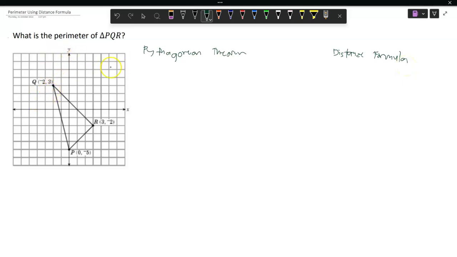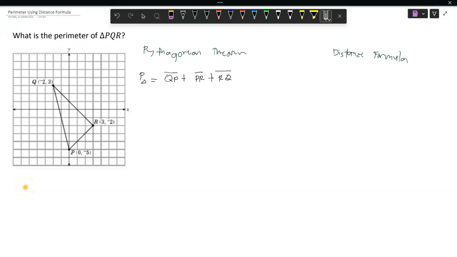So again, to get the perimeter, we need to get the distance of this one, and this one, and then we're going to add them together. So let me just write that. The perimeter of this triangle is just equal to what? We have QP plus, let's say, PR, and then RQ. So again, we need to find the distance from QP, and then from PR, and then from RQ to get the perimeter.